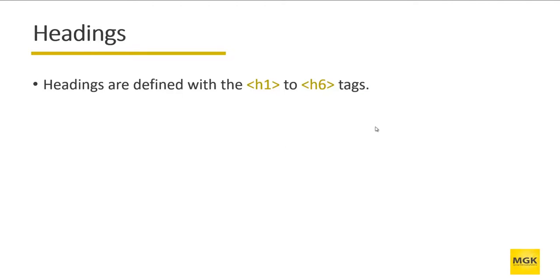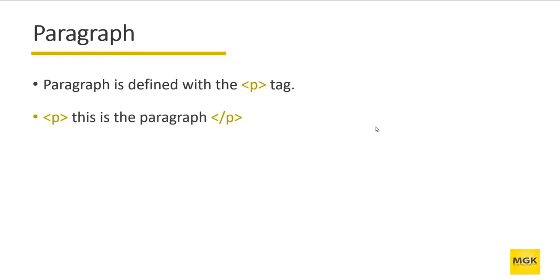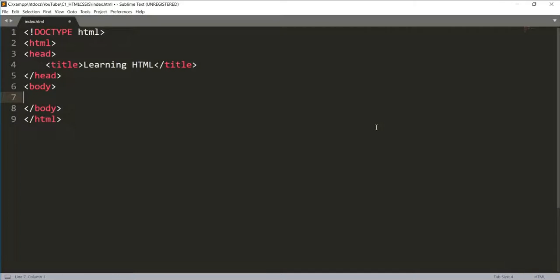So what is a heading? Headings are defined within the H1 to H6 tags. H1 is the most important heading, we will cover this further. A paragraph is defined with the p tag. The p tag has an opening tag and a closing tag, and we write between these two tags. So let's try it.